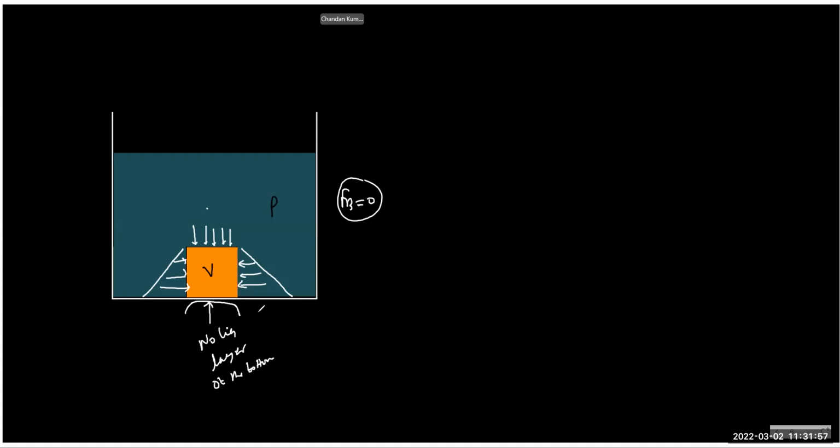So buoyant force is not only the formula V rho g, where V is the submerged volume. It is more than that. We need to have a liquid layer below the bottom. Therefore, if there is no liquid layer below the bottom, we cannot think about buoyant force. In fact, we should not write buoyant force. Okay, is this part clear? So here the buoyant force is zero. Understood? So there is no buoyant force.